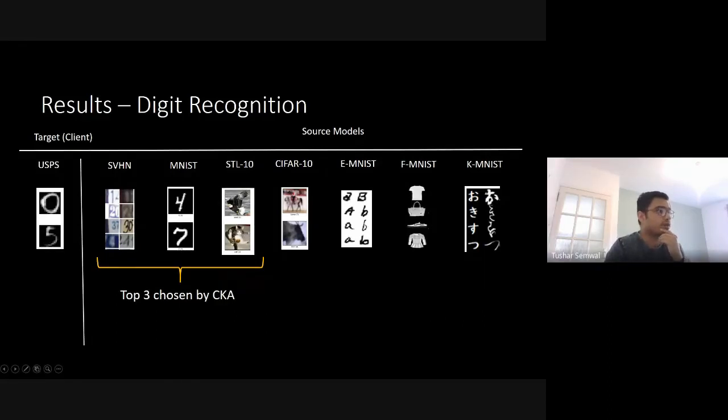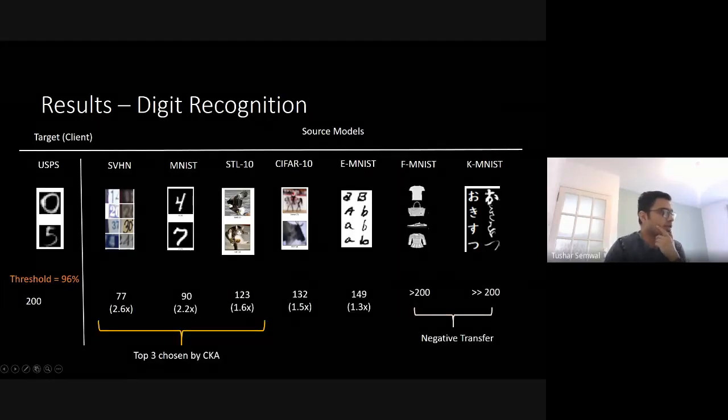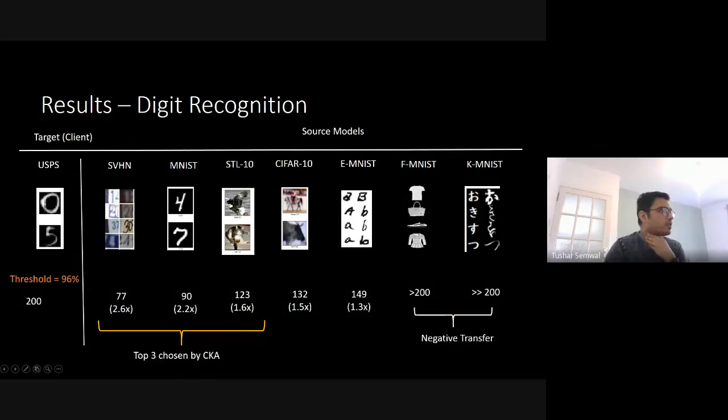If we verify their accuracy by transferring to the target models, we found that there was an increase of 2.6 in the case of SVHN. If we just train a target client without any transfer, we get 96% accuracy at 200 communication rounds. But after transferring from the best selected model, SVHN, we get it at 77 rounds, which is a 2.6 times increase in performance. Similarly, for MNIST it was 2.2x, and STL-10 got 1.6x.